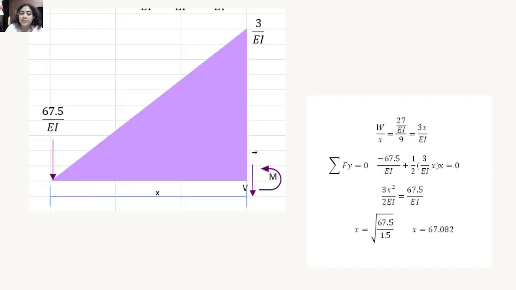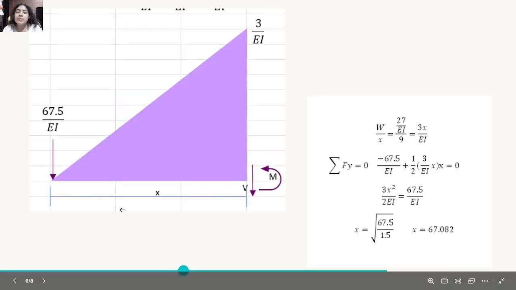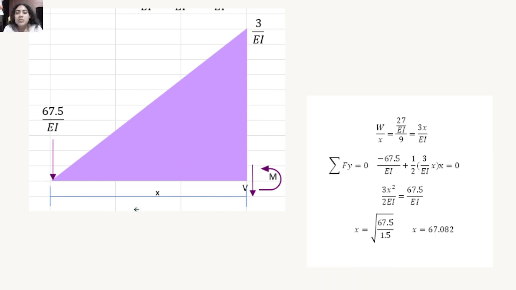And then in the final, I use my moment diagram, but I have a section. I don't use all the beam, I don't use all the moment, I use a section.